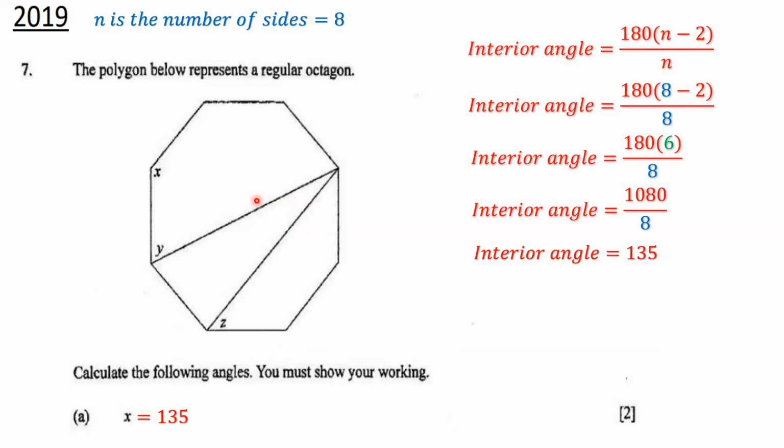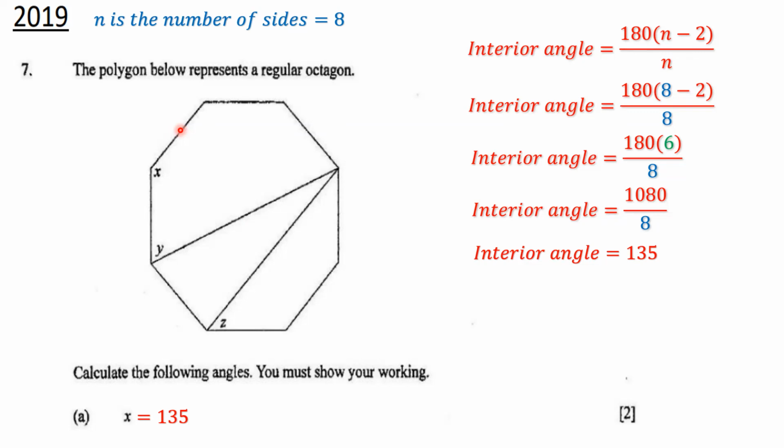All right, for this one, it says the diagram below represents a regular octagon. Now for an octagon, the number of sides is definitely 8, and we can count it. So it's going to be 1, 2, 3, 4, 5, 6, 7, and 8. So that's what we call an octagon because it has 8 sides. Now it's a regular octagon, which means that the angles and sides are equal in measure. So all of the angles are equal in measure and all of the sides are equal in length.